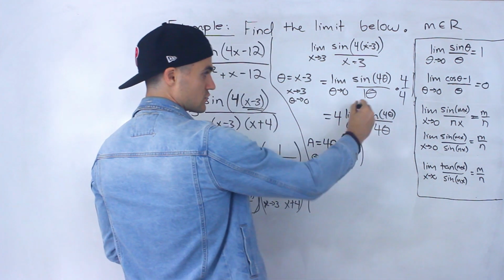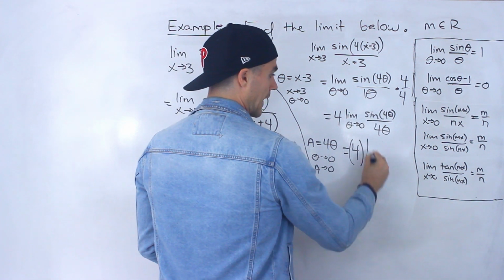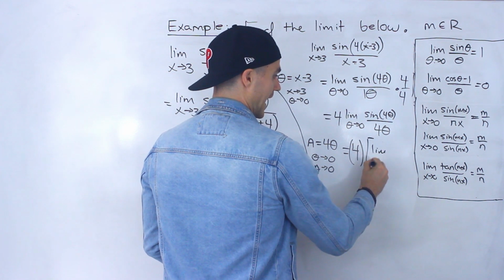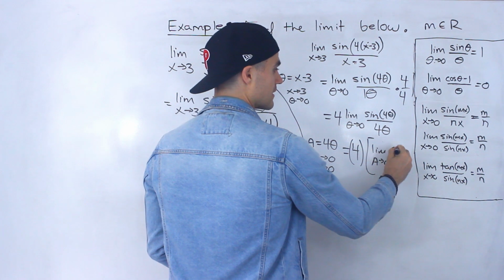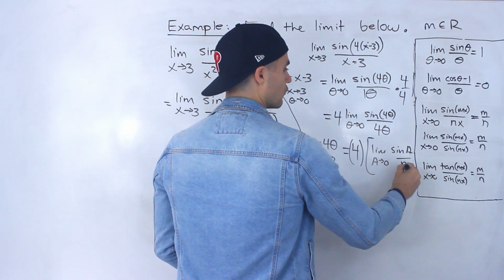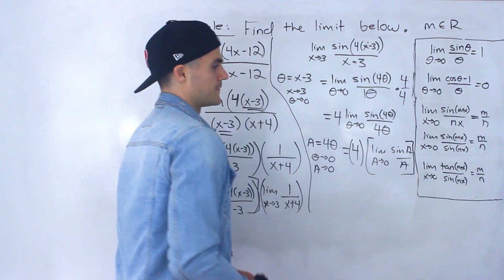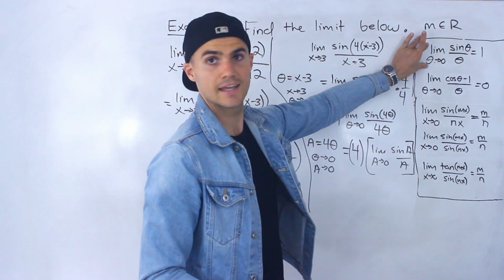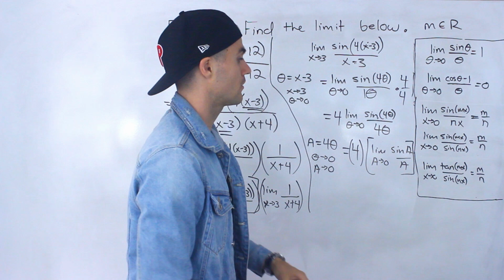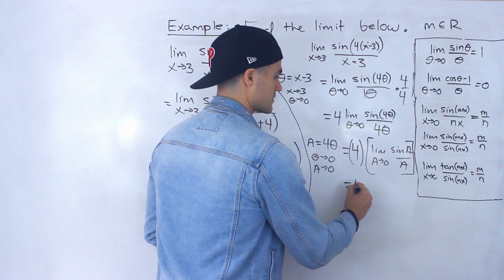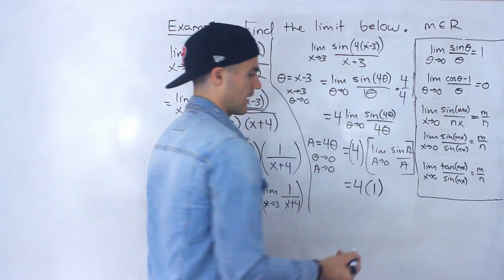And then doing the change of variable on everything here, we're going to have the limit as A approaches 0 of sine A over A. And now notice that it's the exact same format as this. Instead of the theta, we have an A now, though. Doesn't matter. It's just a variable. Ends up equaling 1.